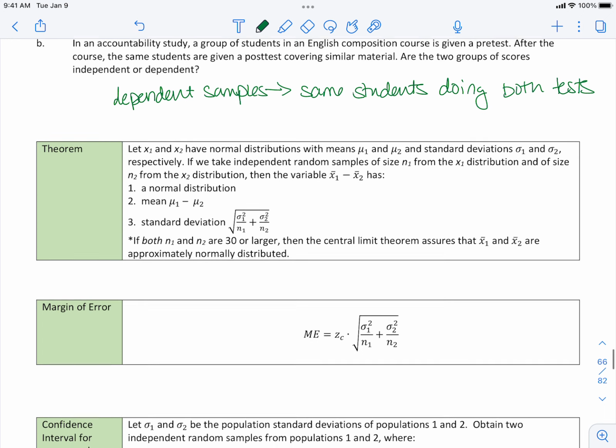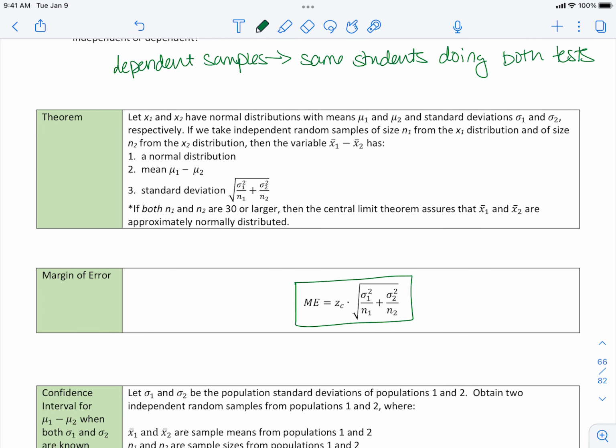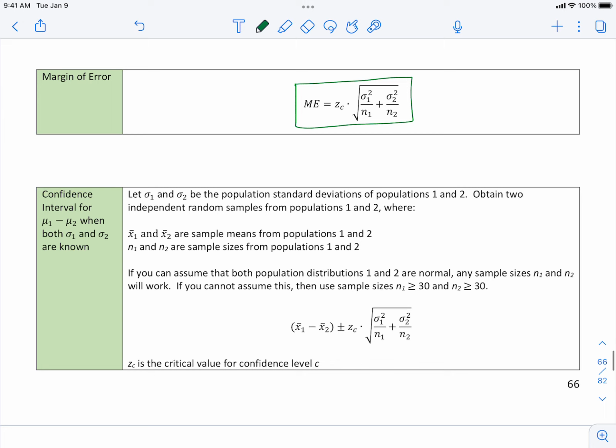We have a formula for the margin of error, and this is our z critical value times the square root of sigma 1 squared divided by n1 plus sigma 2 squared divided by n2. When we're doing a confidence interval for mu1 minus mu2, when both sigma 1 and sigma 2 are known, we let sigma 1 and sigma 2 be the population standard deviations of populations 1 and 2, obtain two independent random samples from populations 1 and 2, where x1 bar and x2 bar are sample means from populations 1 and 2, and n1 and n2 are sample sizes from populations 1 and 2. If you can assume that both population distributions, 1 and 2, are normal, any sample sizes n1 and n2 will work. If you cannot assume this, then use sample sizes n1 greater than or equal to 30 and n2 greater than or equal to 30.